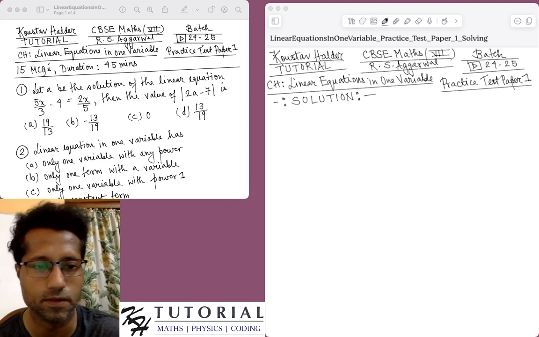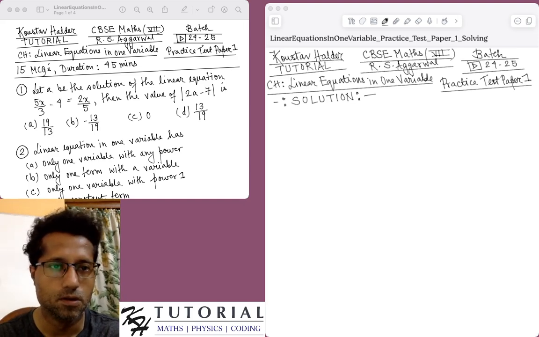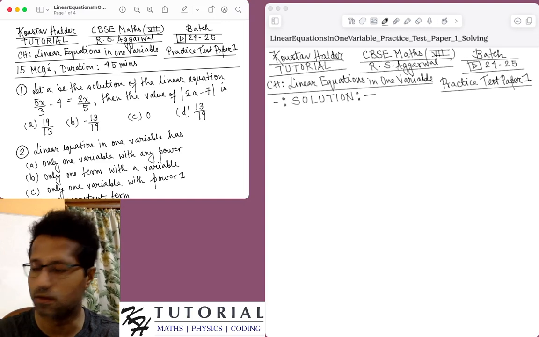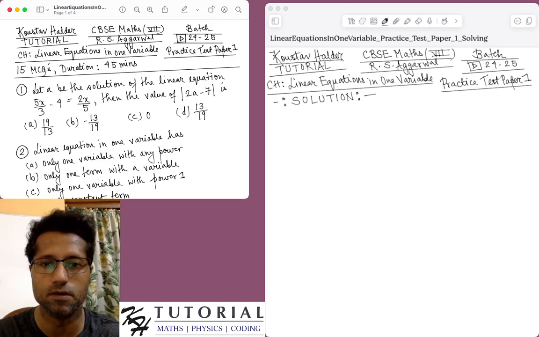Let's start solving the test paper. I hope you can see the test paper on the left hand side, and on the right hand side I will solve the problems.